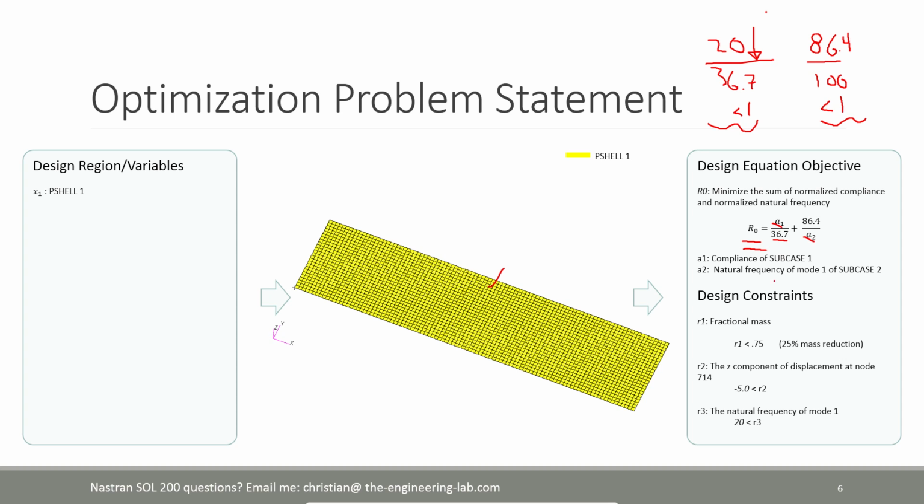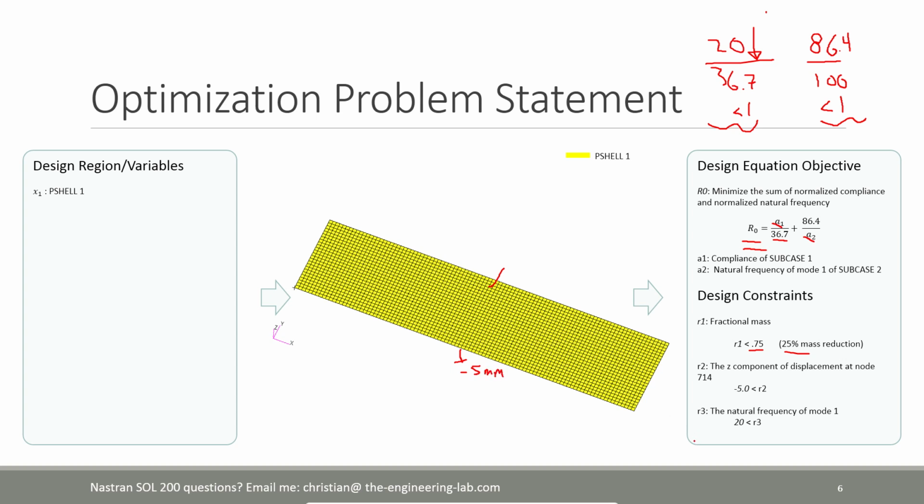So now let's talk about the design constraints. We are going to have a target mass reduction of 25%. The way we are going to specify this is by saying that the fractional mass should be less than 0.75. We are also going to have a constraint here at the midspan. We are going to say that here you are not allowed to deform more than -5 millimeters.